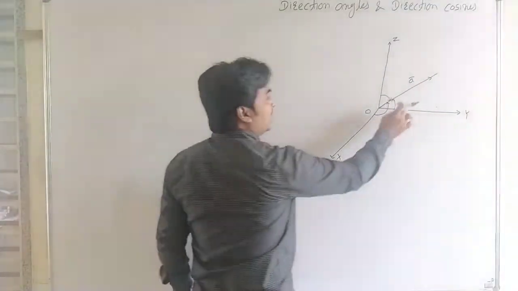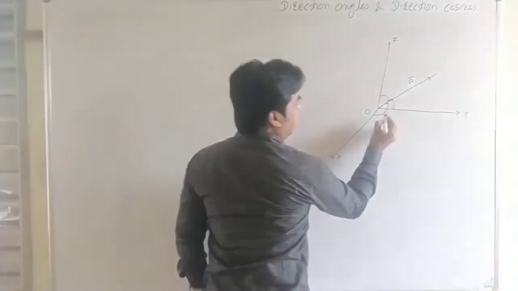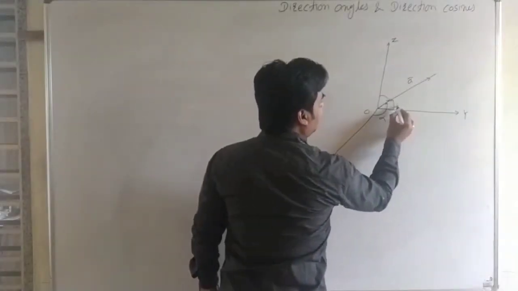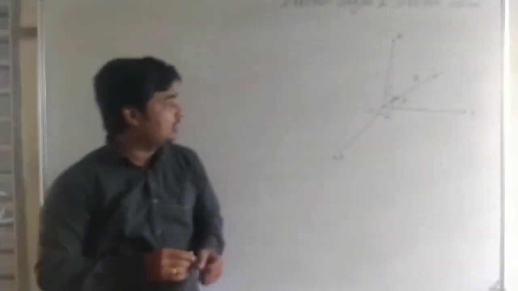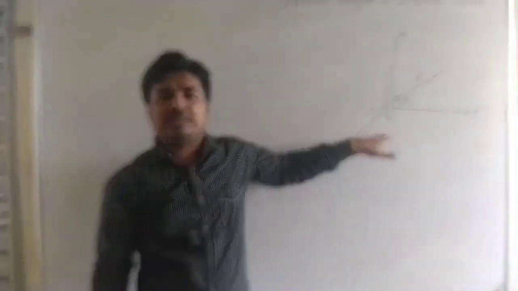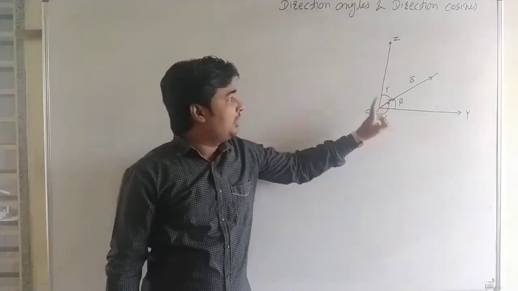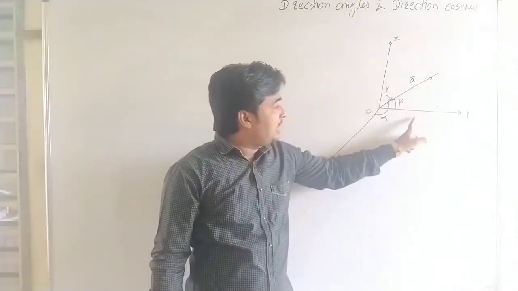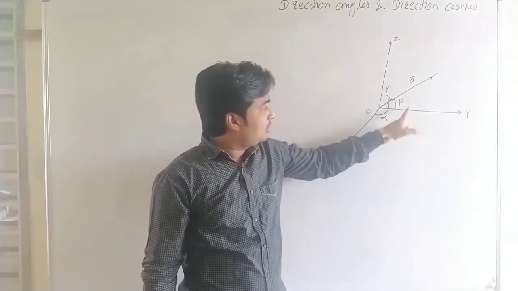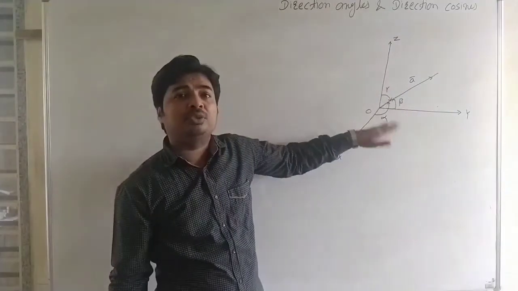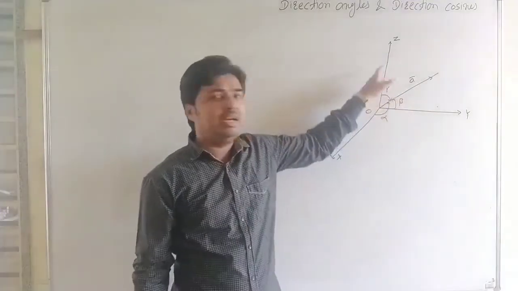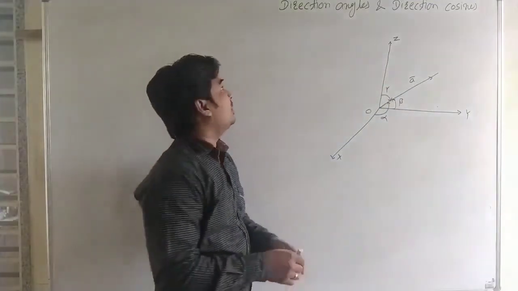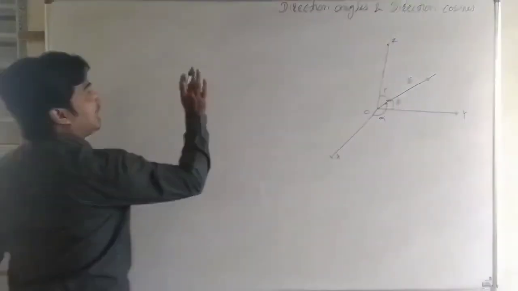These angles are called the direction angles and are denoted by alpha, beta and gamma. The angle made by the vector with the positive direction of the x-axis is called alpha. The angle made by the vector with the positive direction of the y-axis is beta. The angle made by the vector with the positive direction of the z-axis is gamma. That is, alpha, beta and gamma are the direction angles.